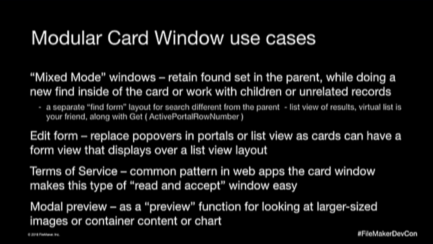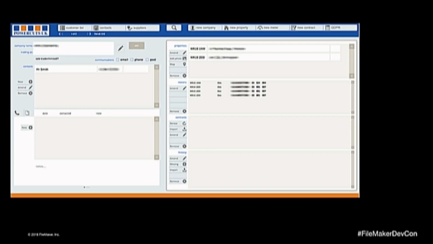Terms of service, very common web pattern, where the button you want somebody to click is off the bottom of the page, so you have to pretend to scroll and read it all at the very least. So you can hide something off the bottom of the page with a modal window. Modal previews, only storing thumbnails in your database so it's nice and light, but if somebody needs to see the original or a PDF file, having a card window that will show you content, which could also be things like charts, they're temporary, they're throwaway, then it's all gone away, cleans up after itself. It's a very good house guest.